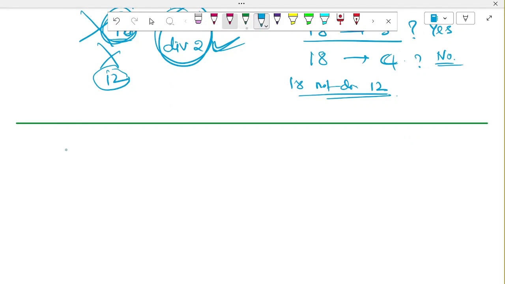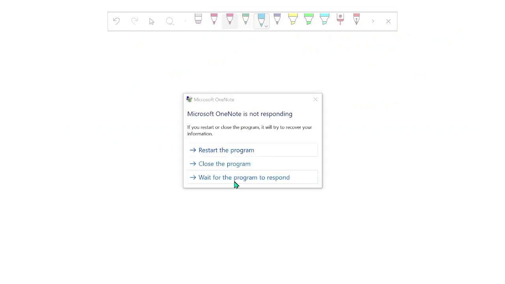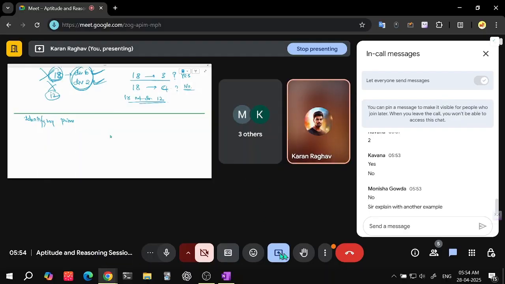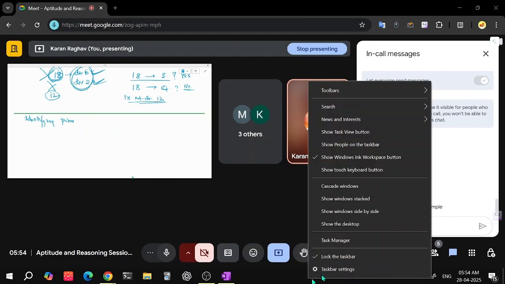Identifying prime numbers. Wait for some time. The system gets overloaded.